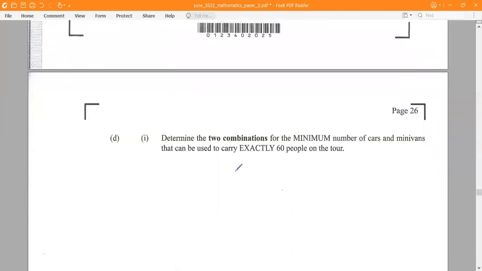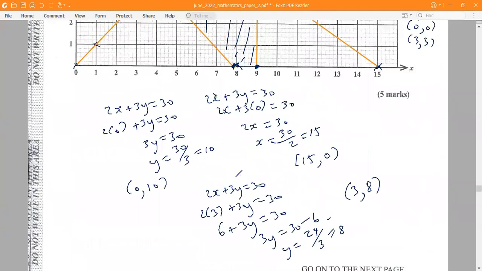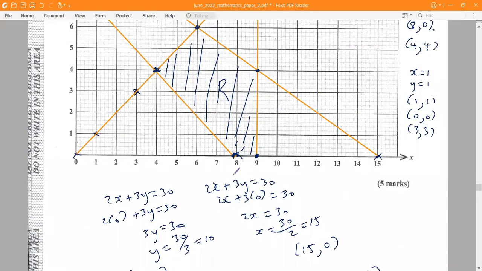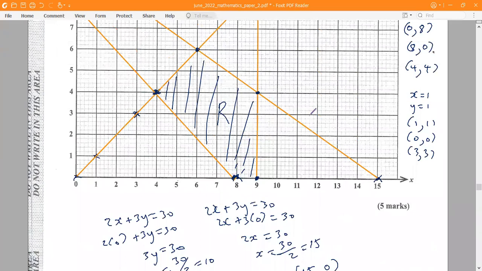Determine the two combinations for the minimum number of cars and minivans that can be used to carry exactly 60 people on the tour. So they don't want less than or more than. What they want is exactly 60, which is an equation, right? We're using the equal sign.